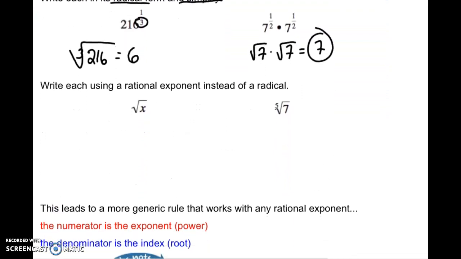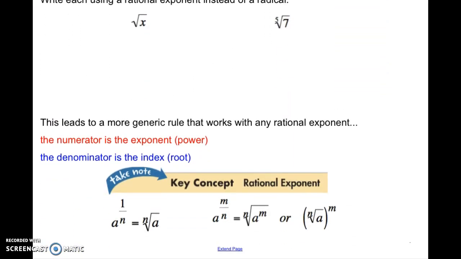We can also do these the exact opposite way. They want us to write each radical expression with a rational exponent instead of a radical. So our radicand is x. The index, remember there's a 2 in there, so it's going to be x to the 1/2. Here this would be 7 to the 1/5.